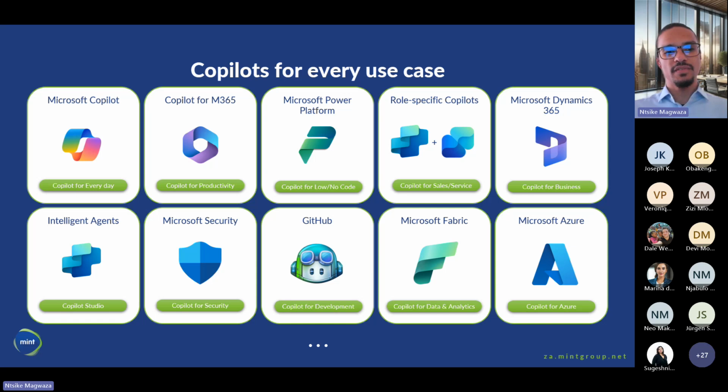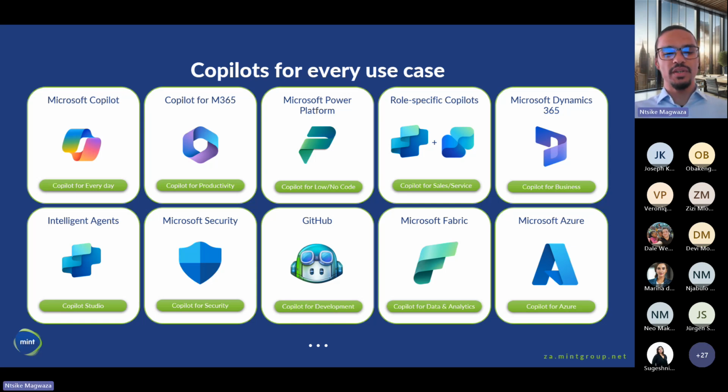However, as you can see from just these 10 examples here, Copilot expresses itself in a number of different Microsoft products. So we have Microsoft Copilot for your everyday use. We have Copilot for M365, which is focused heavily on productivity. But then we also have some of the more specific Copilots that work in some of the products that Microsoft has put together, such as Microsoft Power Platform. So in this case, it would be using Copilot for low code and for no code.